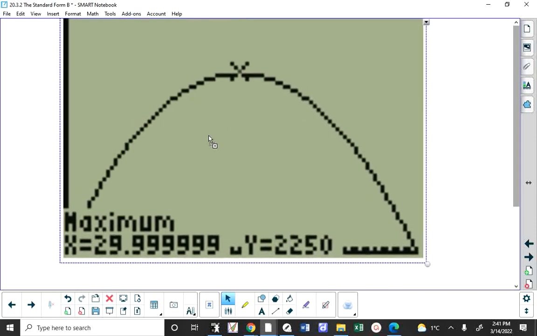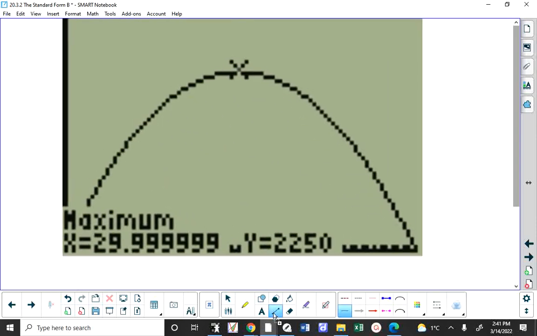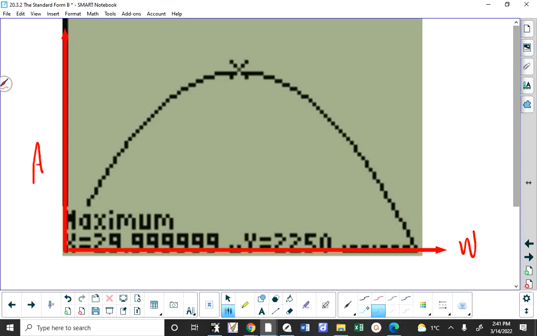So don't forget, everybody, that this is area and this is W. So the maximum area and the width that produces it correspond to the ordered pair for the vertex. So what's the maximum area? 2,250 square meters. What's the width? 30. Find the length.